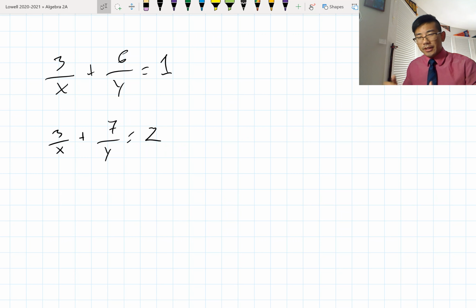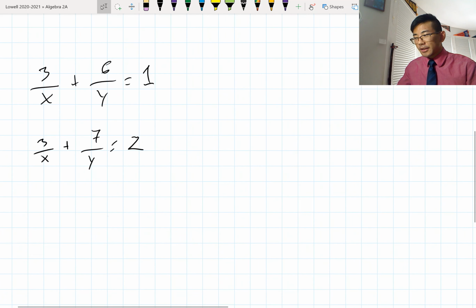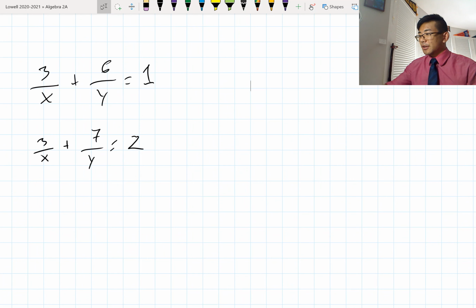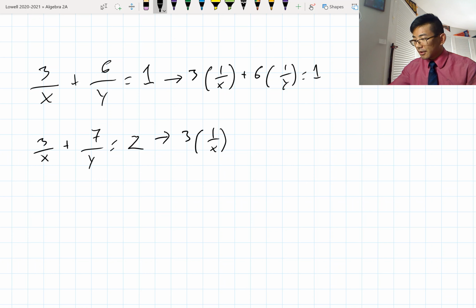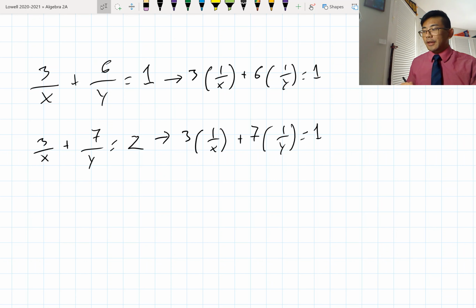What I'm going to do is rewrite this equation into something that looks a little bit more familiar. Instead of 3 over x, I'm going to write it as 3 times 1 over x plus 6 times 1 over y equals 1. And then we'll have 3 times 1 over x plus 7 times 1 over y equals 1. Sorry about that. Okay, so big deal. Why did I do that?